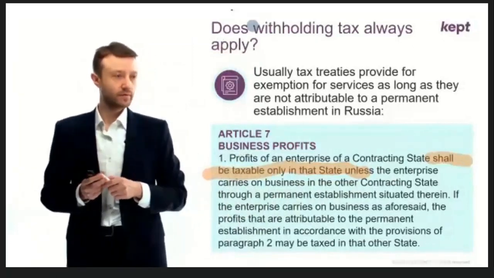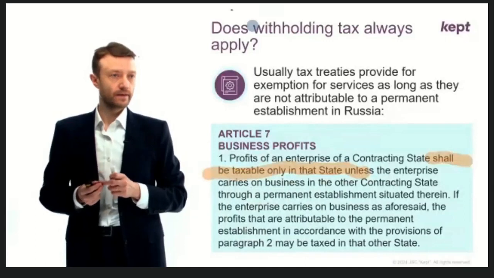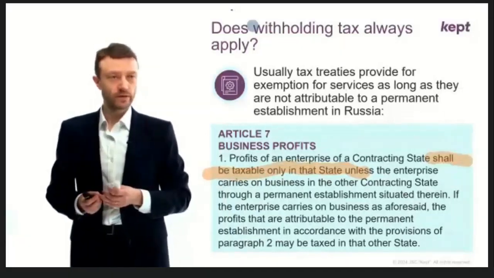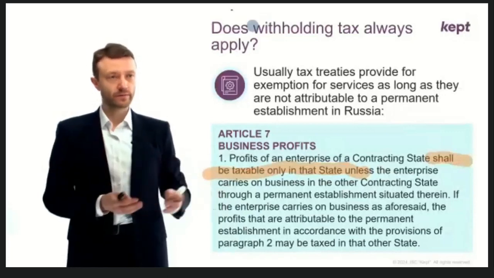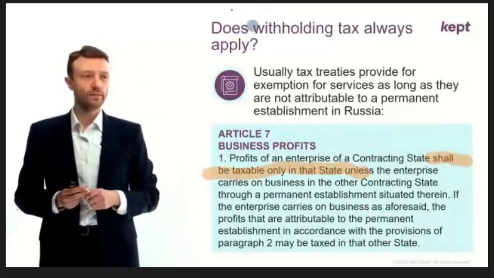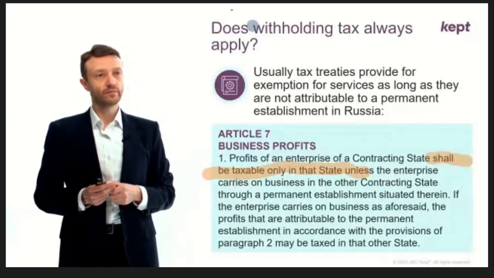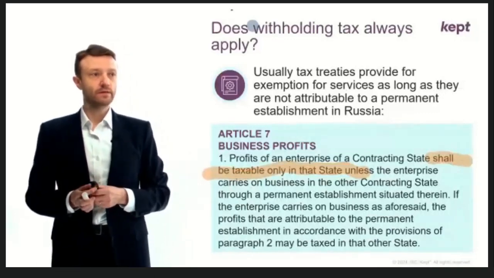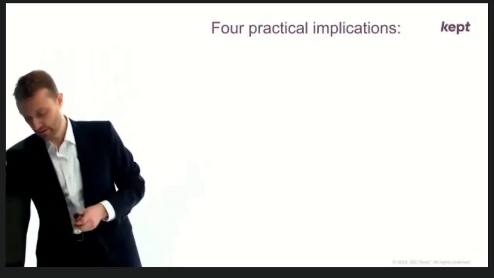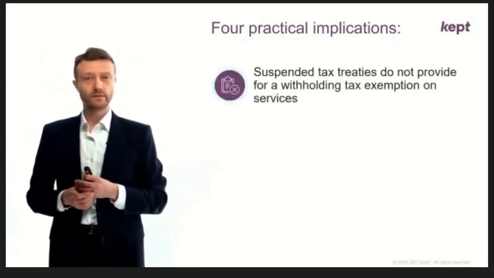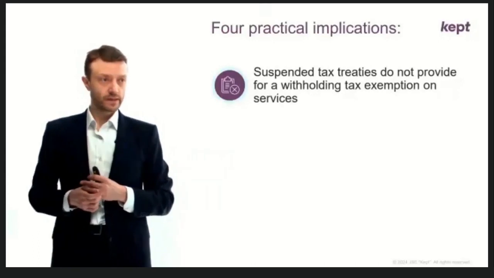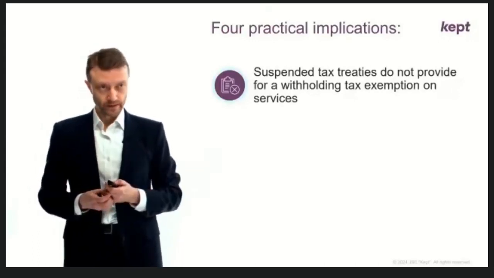So this simple wording basically says that if a company in one country generates business profits in another country, then unless there is a permanent establishment to which this income is attributable, there should be no withholding tax. These services or this business income should only be taxed in the country where the income recipient is located. Which again means if there is a treaty in place, then most likely services are not going to be subject to withholding tax. Obviously, in this context it's important that suspended tax treaties do not allow reducing or applying withholding tax exemption on services, which is unfortunate, but it is what it is. Again, it needs to be seen.